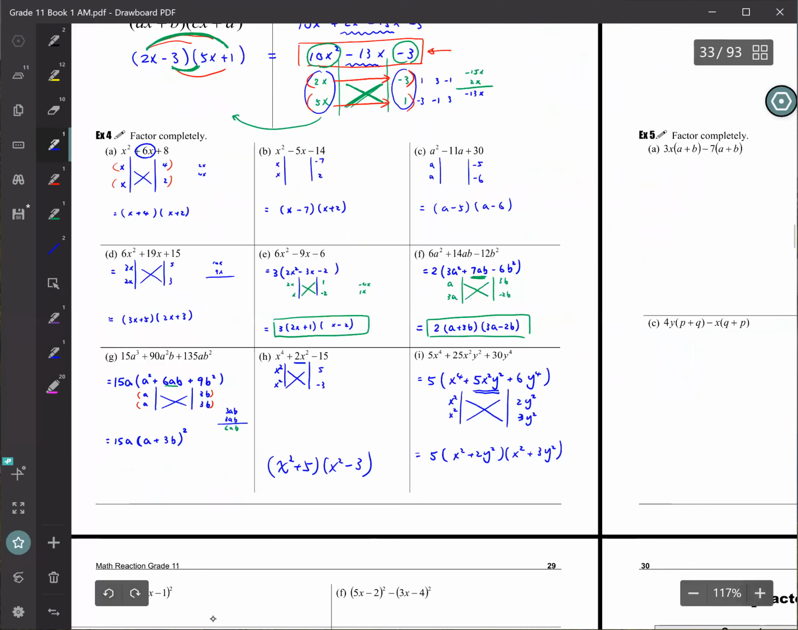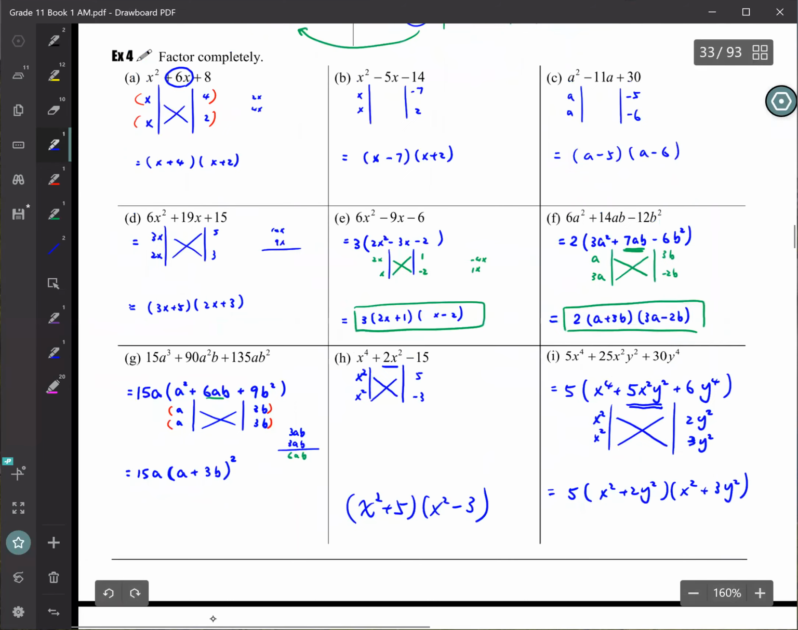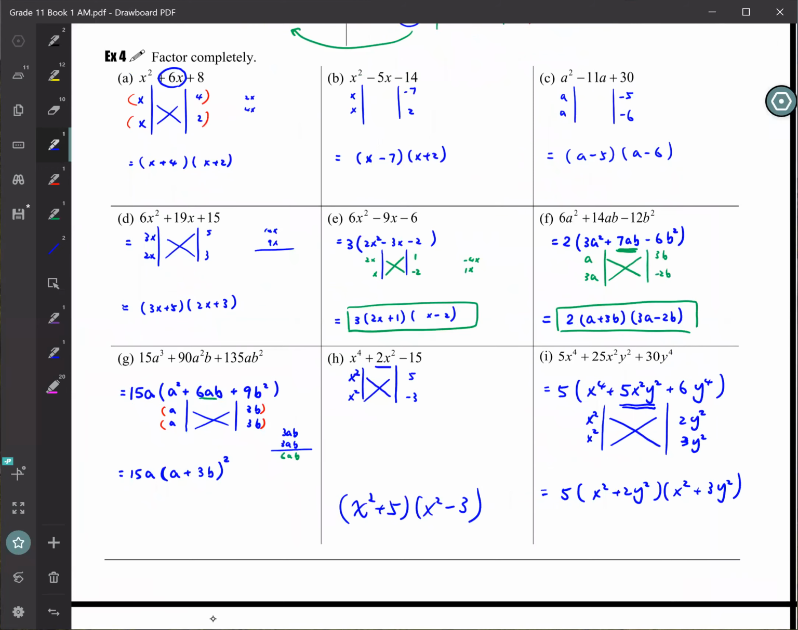So you can see, even though the questions look different, it doesn't really get harder. It's still the same thing. You take GCF out, you do cross multiply. It might look a little bit harder when they have another variable, the y, right? But the idea is all the same, okay? So question I and question G are similar, right? G has a and b, I has x and y, but it's still the same. You do the cross multiply.